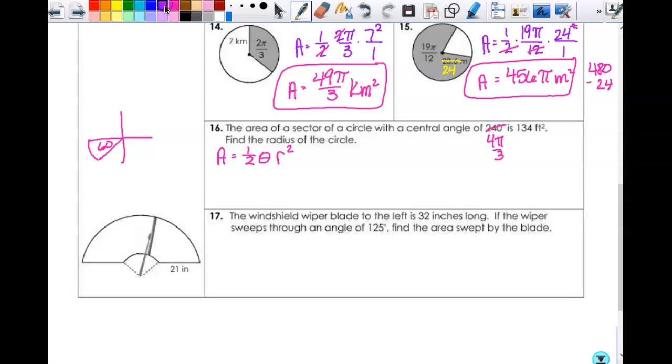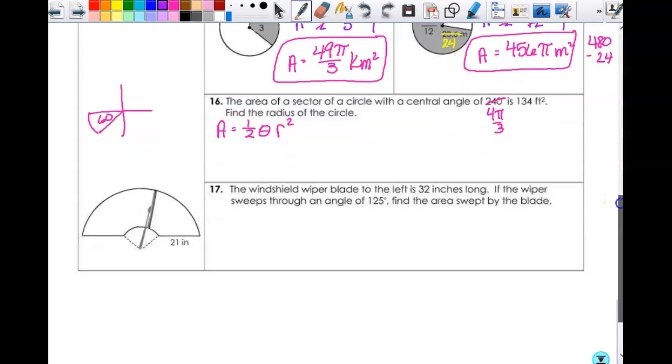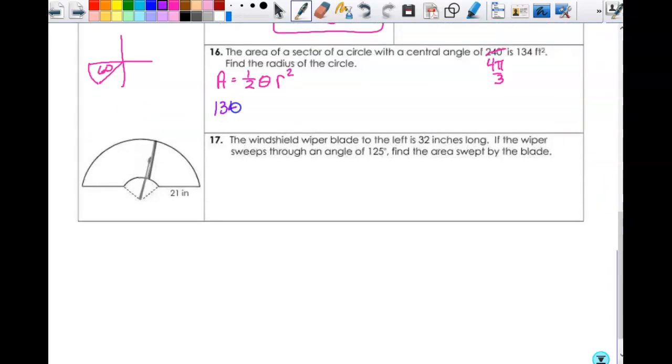All right, so now I substitute stuff in. Do I know the area? Yes, I do know the area. It is 134. That's equal to 1/2 times theta, which is 4 pi thirds, times r squared. So I can start by reducing. This brings it back down to 2 pi thirds, right? Then I need to get 2 pi thirds away from r squared, so I can multiply both sides by 3 over 2 pi. 134 over 1. That equals r squared, right? So 2 goes into 2 once. It goes into 134 how many times? 67 times.